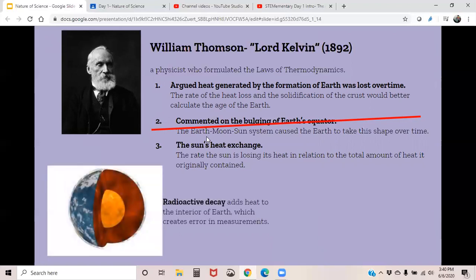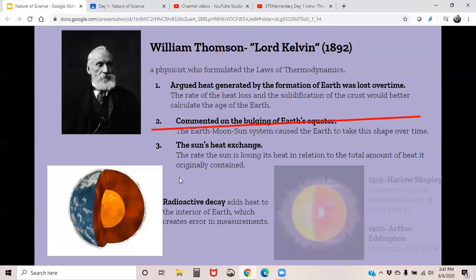But radioactive decay was also seen as something that hurt point number one that he tried to make, and that's because there are elements in the Earth's crust and interior that are radioactive, and so they generate their own heat through the natural radioactive decay process, which would put error in measurements. And without really having a way to determine how much heat was released, this wasn't going to be a viable option at the time for them to calculate the age of the Earth.